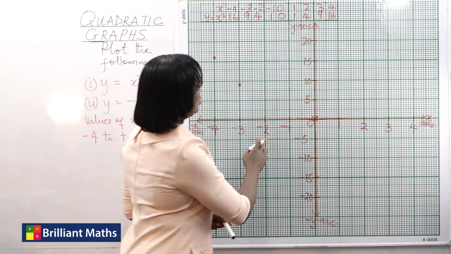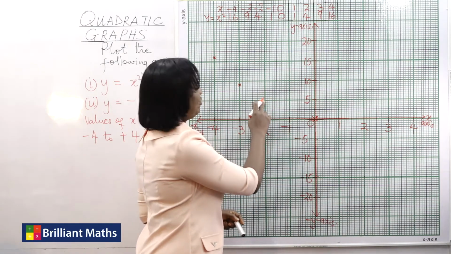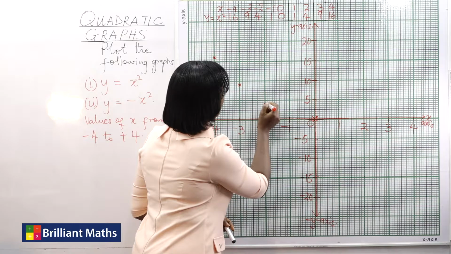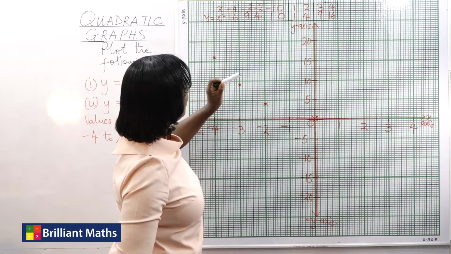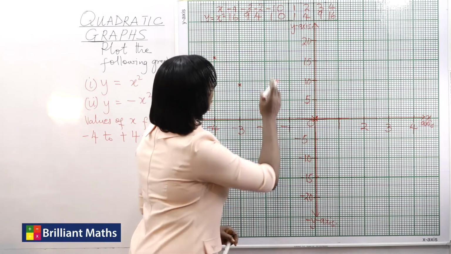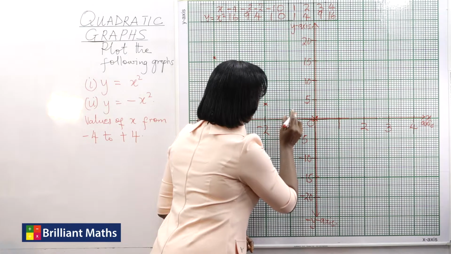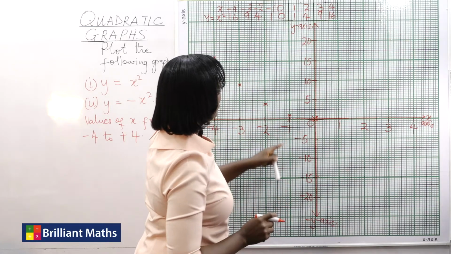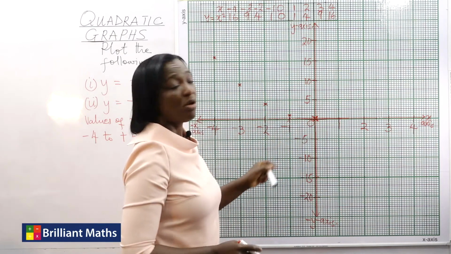When x is minus 2, y is 4. If this is 5, 4.5, and then 4. That's the point y is equal to 4. When x is minus 1, y is 1, because 1 squared is 1. It's just 2 small steps after 0. When x is 0, y is 0. So the graph passes through the origin.